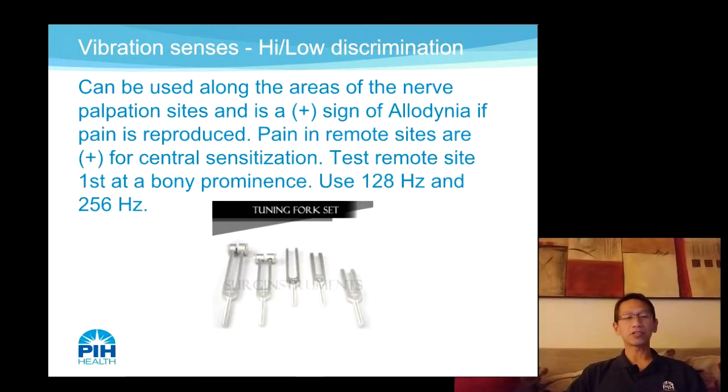Vibration sense, high and low discrimination, is what I sometimes use when I have either a 128 hertz or a 256 hertz tuning fork. They'll sometimes be able to tell me, oh, that feels like a low vibration, or that feels like a high vibration. What you want to do is strike the tuning fork and place it around the area that you're suspecting has allodynia. If it's painful with vibration sense, they'll tell you, that doesn't feel like vibration anymore. That feels like painful sensations. That feels like exactly what I'm suffering from. So this would be positive for central sensitization.